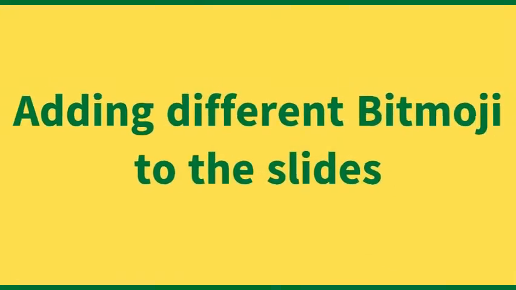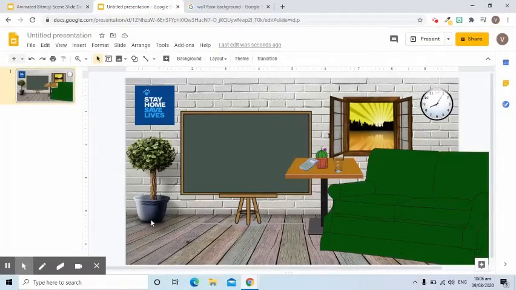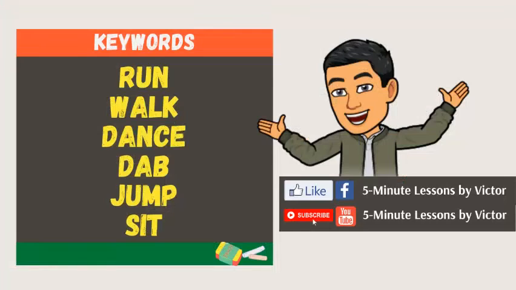We'll put the cartoon character or the Bitmoji to this slide. To appear as if I am running from the left side of the screen to the couch, I am going to use these keywords: run, walk, dance, jump, and sit.